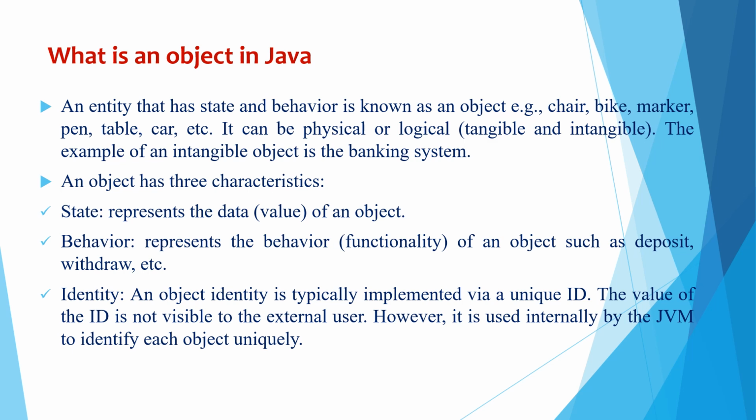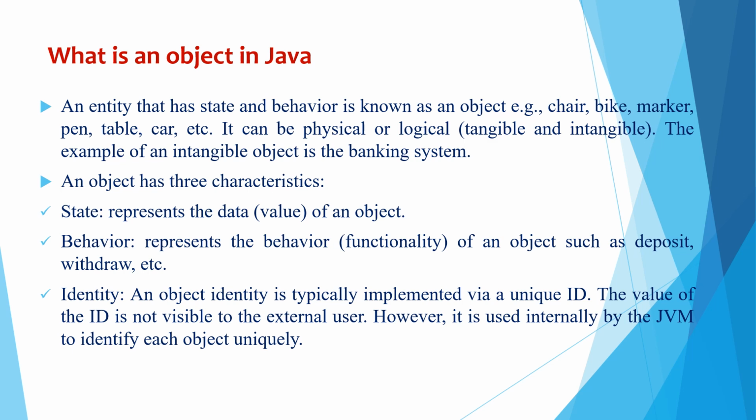Objects. So what do you mean by an object? Now I've elaborated on what is a class. Now what is an object in Java? Object is basically an entity that has its own state and behavior. We can relate an object to a real world entity, like it could be a chair, bike, table, or a pen. So it can be any physical or logical entity that is tangible and intangible.